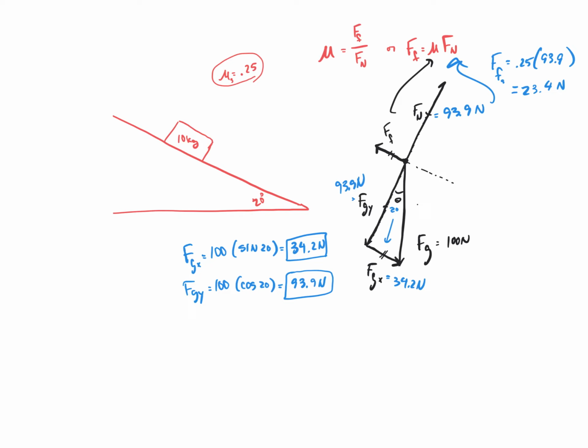So now we have a bit of a conundrum, because it turns out that this number here, the force of friction, is 23.4. That's the maximum force of static friction, which means the block is not sitting still. It means that FGX has exceeded this. When I place the block on here like it is drawn, it's going to accelerate in that direction.